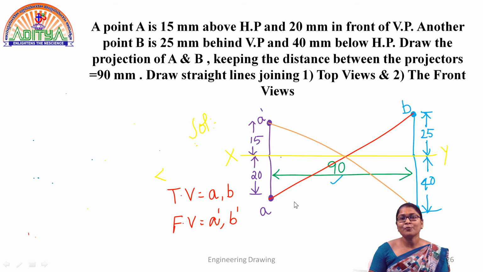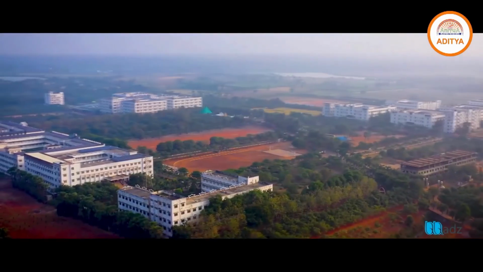So up to now we have discussed points which are located in all four quadrants, and points which are located either on the horizontal plane or on the vertical plane. Here are some more questions related to the projection of points, and in this session we solved this first question. Okay.